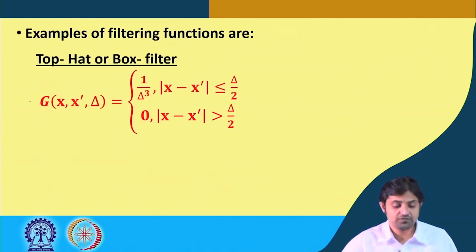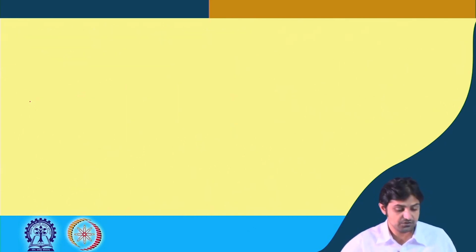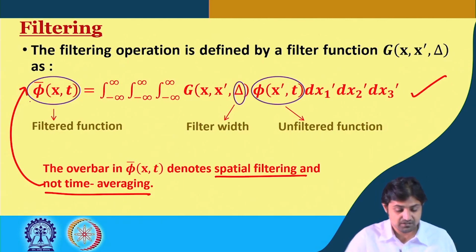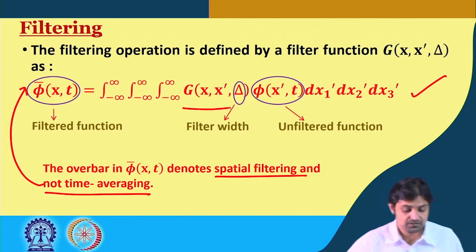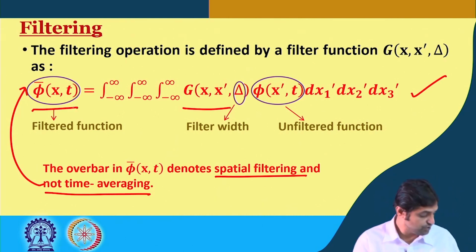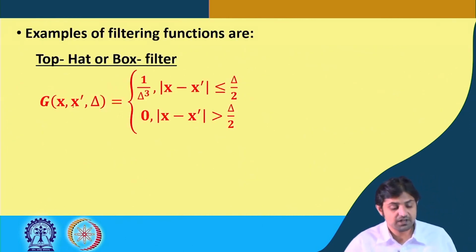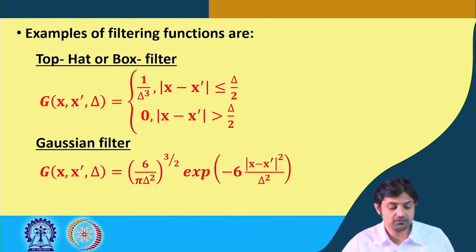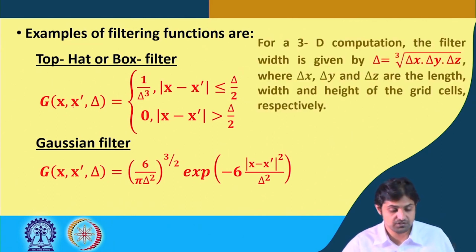So examples of filtering functions are the top hat or box filter, where G of x, you see there is a G here, right, this is a filtering function, and therefore this is a filtered function. So G of x, x dash can be given by different filters, like the box filter. It's a different study in its own right. Then there's a Gaussian filter. Remembering the name of the filter is good enough, you don't need to remember those equations.